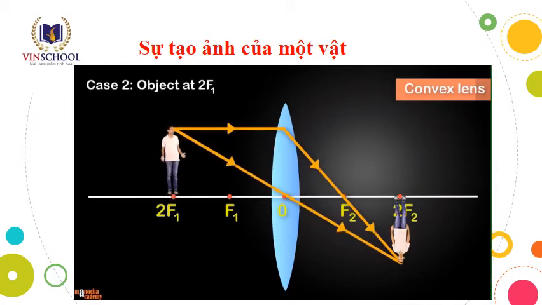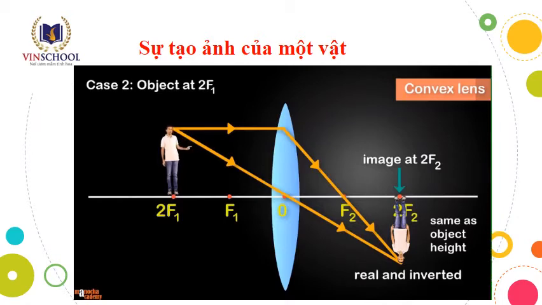What are the properties of the image here? Can you see the symmetric nature of the diagram? I'm standing at 2F1 and my image is formed at 2F2. The image height is the same as the object height. That's my height. And can you see that the image is real and inverted? It's a real image because it's formed by the intersection of the rays.